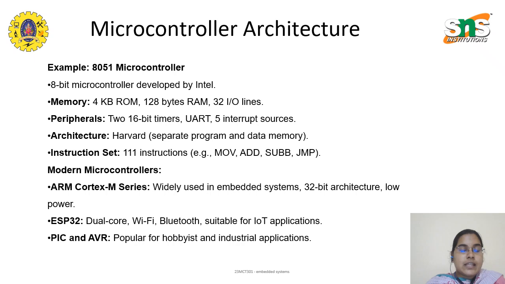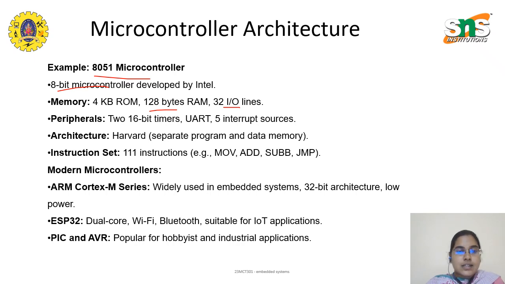So we are taking the example of the 8051 microcontroller, an 8-bit microcontroller developed by Intel. It has a memory of 4 KB ROM, 128 bytes RAM, and 32 input output lines. The peripherals are two 16-bit timers, a UART, and 5 interrupt sources. So we have 5 interrupts here, which will be discussed in later series.